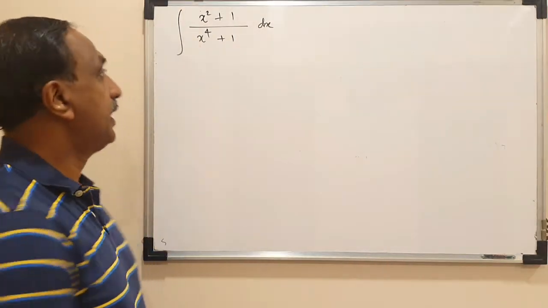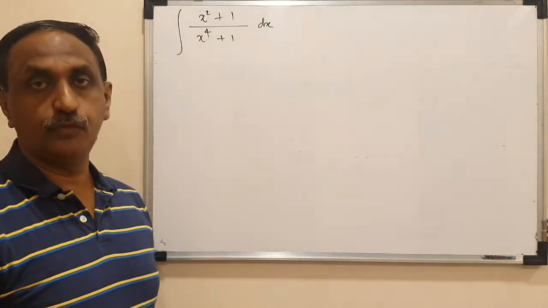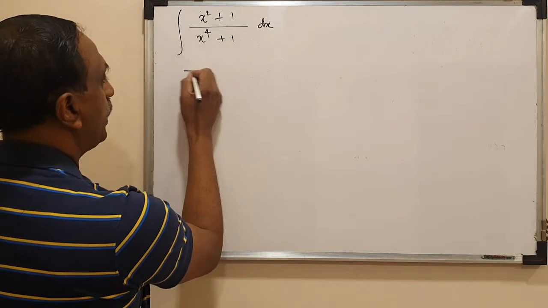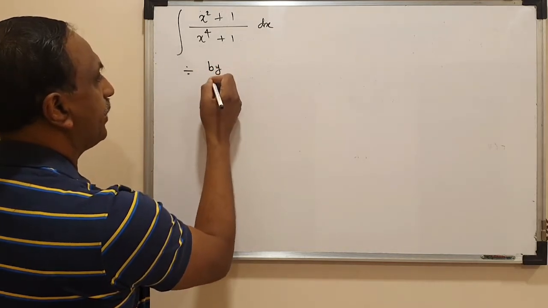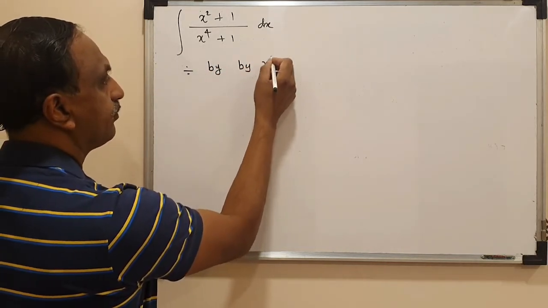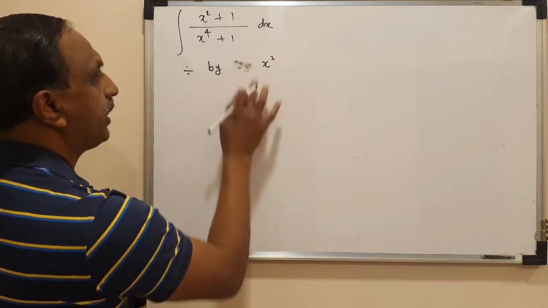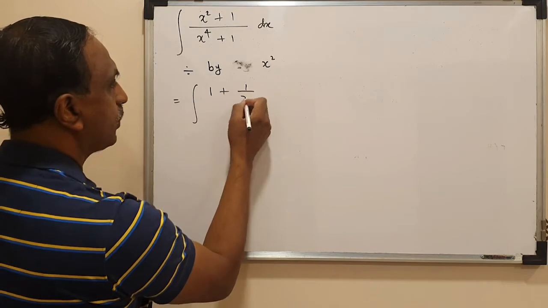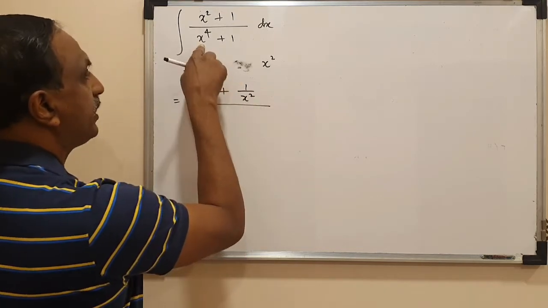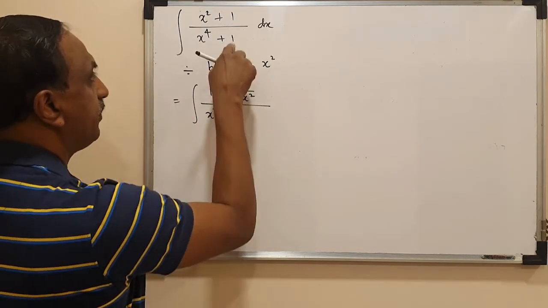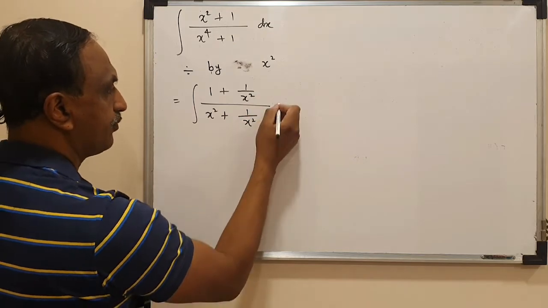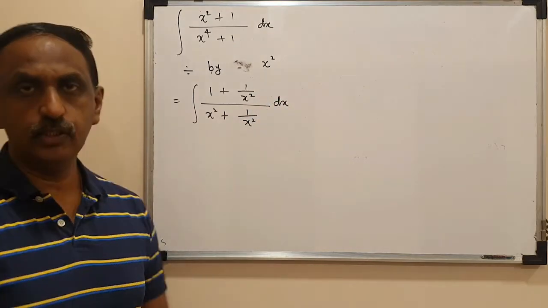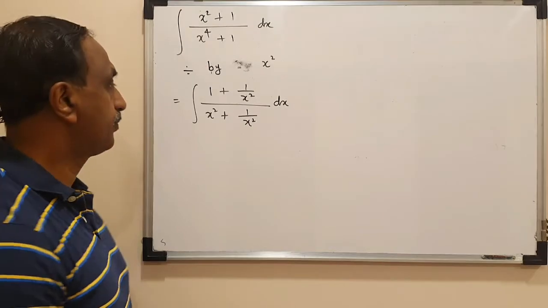Another problem of the same kind is (x square plus 1) upon (x raised to 4 plus 1). What you do is divide numerator and denominator by x square. If you divide numerator and denominator by x square, the numerator will turn to 1 plus 1 by x square. If you divide this by x square, it became x square. Divide this by x square, so 1 by x square. So divided numerator and denominator by x square.